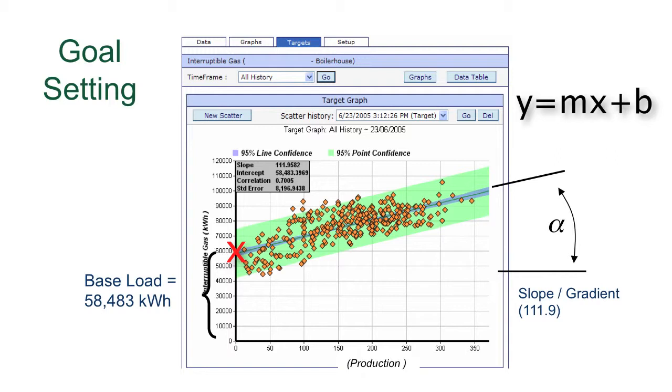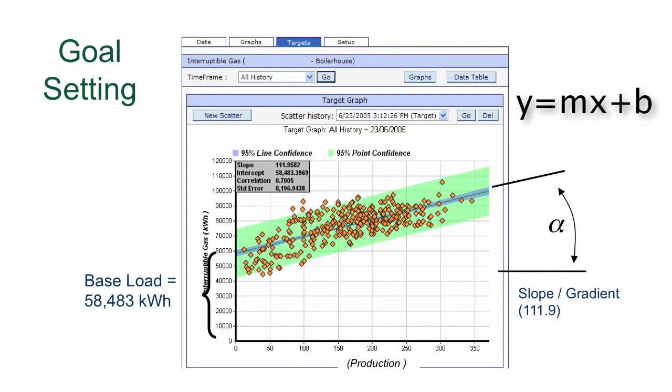Things like lighting: your lighting energy is not going to go up if you produce more units, or go down if you produce fewer units. As long as your plant is open and the lights are on, you're going to be using that energy, so it does not scale with production. The part that does scale with production is your slope, which is your m in y equals mx plus b. The slope here, expressed as alpha, is the gradient, rise over run. That should scale, and a good indicator of the impact of production on your energy use is if you have a steep or high slope.